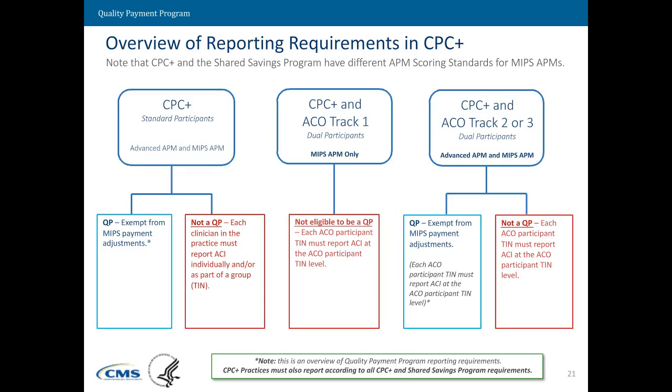Moving on to the last set of boxes, for practices participating in CPC Plus and SSP Track 2 or 3, you are participating in both an advanced APM and a MIPS APM and will be exempt from a MIPS payment adjustment if QP status is reached. To note, even if QP status is reached, each ACO participant TIN must report ACI at the ACO participant TIN level. If QP status is not reached, again, each ACO participant TIN must report ACI at the ACO participant TIN level and will be subject to a MIPS payment adjustment. Next slide.